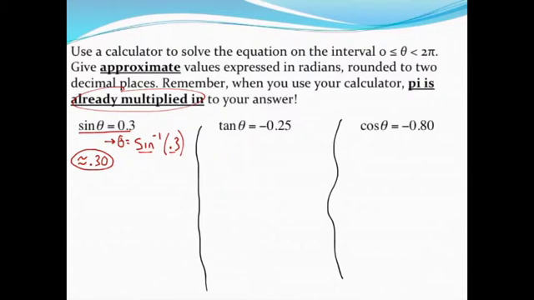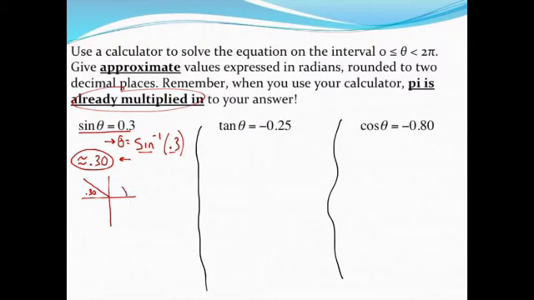Now, as I said, that's one solution. We need to find the other solution, and if you've watched our previous video, you know that this is all based on this ASTC thing. There are two quadrants where sine is positive. We found one angle, and that's actually in quadrant one. There is a second quadrant where sine is positive, and that's going to be quadrant two. To find this, I'm going to think of what I found as really a reference angle. That's really what it is. So in quadrant two, that reference angle is going to be 0.3 from the x-axis.